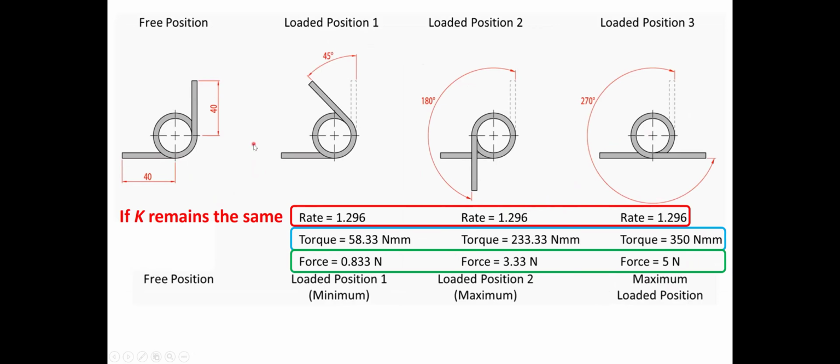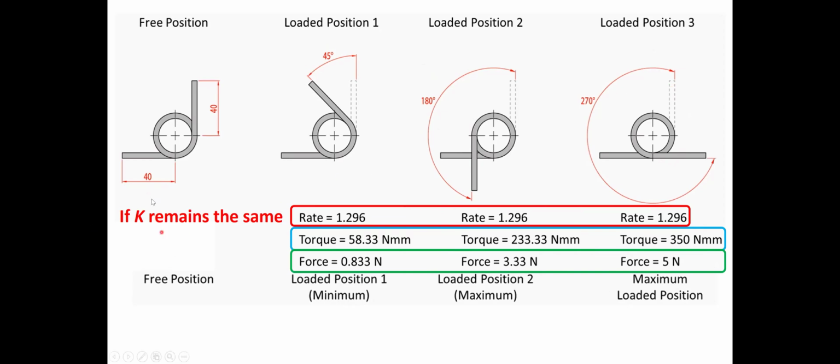So let's suppose a few load positions. There are a few load positions: first the initial position, and then positions 1, 2, and 3. For position 1, we apply the force so that one side of the lens is rotated 45 degrees. In the second position, it is rotated 180 degrees. In the third position, it is rotated 270 degrees.